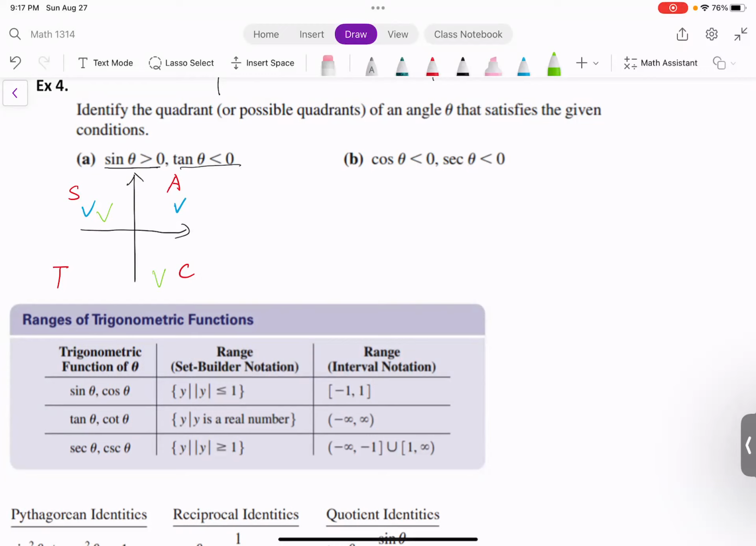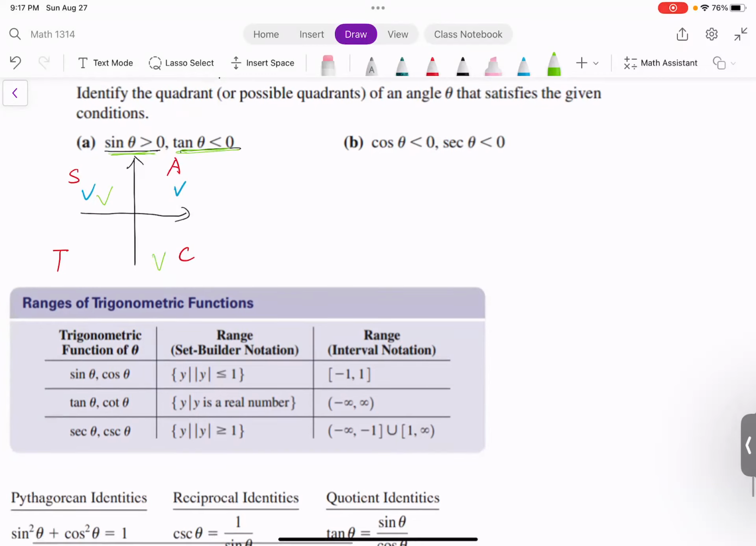How about theta satisfying these two conditions? Satisfy the first condition and the second condition. That means my theta must be in the second quadrant. So it satisfies both conditions. So theta is in quadrant 2. All right, let's see the second example.